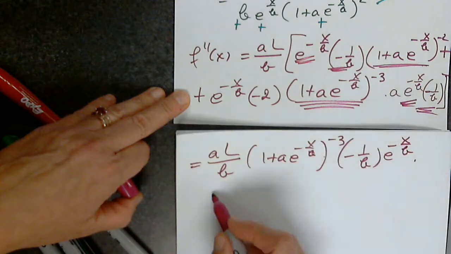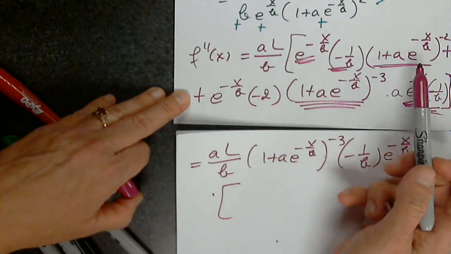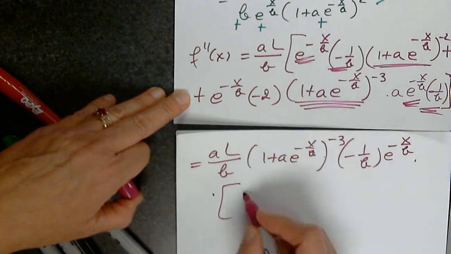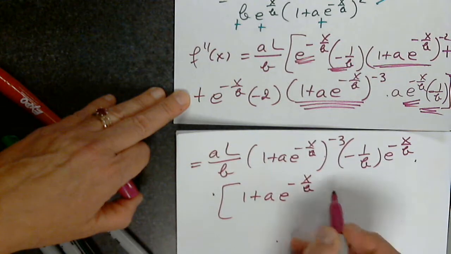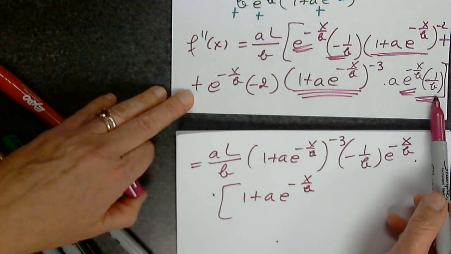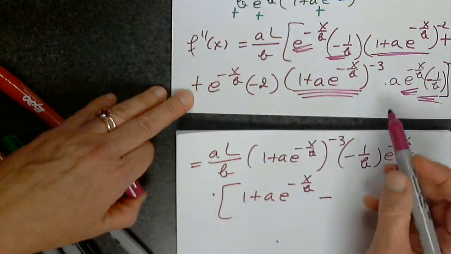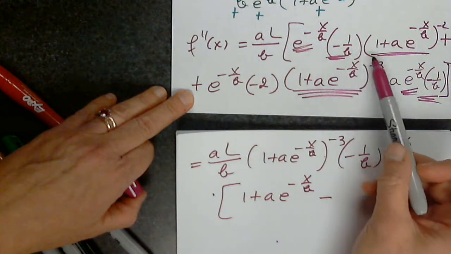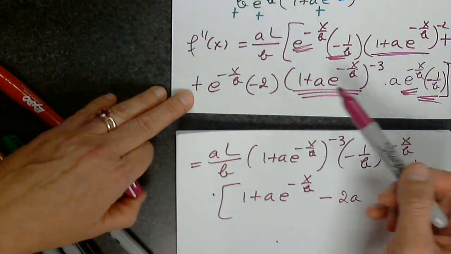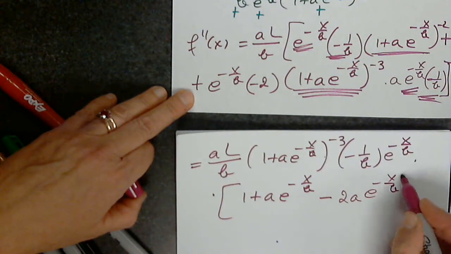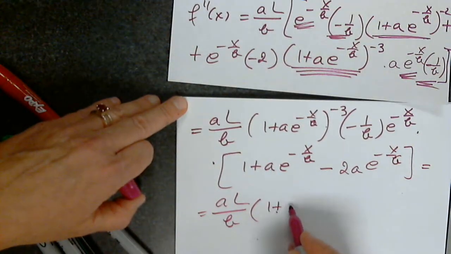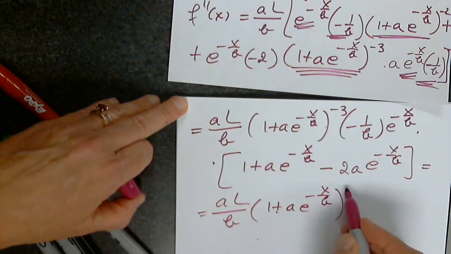And let's see what is left. From here, I factor out negative 3, so negative 2 minus negative 3 is 1. So 1 plus a e to negative x over b. This is gone, this is gone, this is gone. Plus, this is gone, this is gone, this is gone. So minus 2a e to negative 2x over b and one of these. And finally, I have a L over b, 1 plus a e to negative x over b to negative 3.